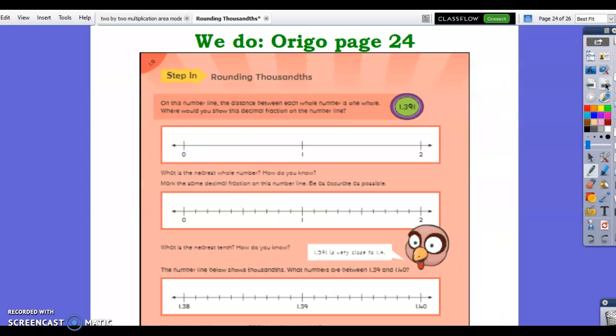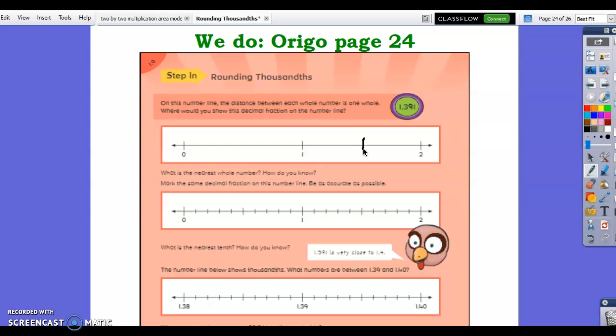All right, let's head to our page 24. It says on this number line, the distance between each whole number is 1 whole. Where would you show the decimal fraction on the number line? So it says 1 and 391 thousandths. I would say that it would be about right here. So go ahead and mark that on your page 24, the first one.